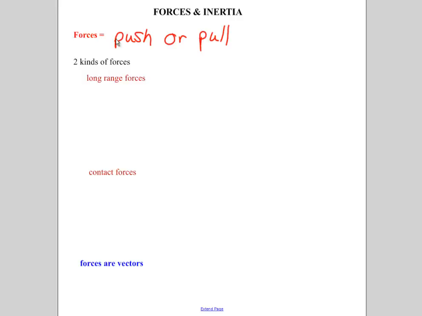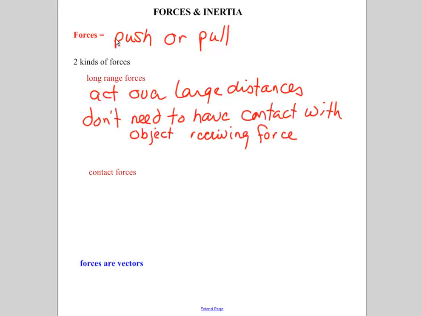When we talk about forces, we talk about two different kinds of forces. The first kind of force we're going to talk about are long-range forces. Long-range forces, as the name implies, act over very large distances. Another thing that's true about long-range forces is they don't have to be in contact with the object they are acting on. Because they act over large distances, essentially a long-range force we can think of as a force field.